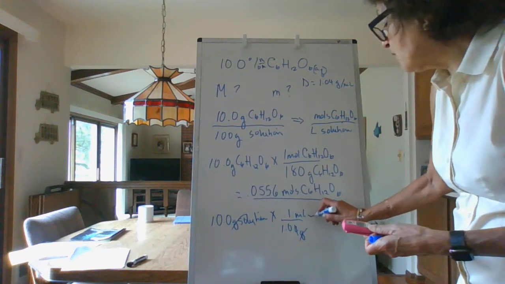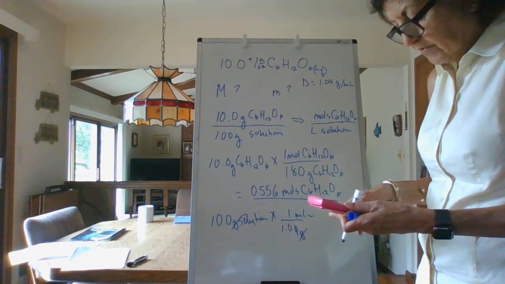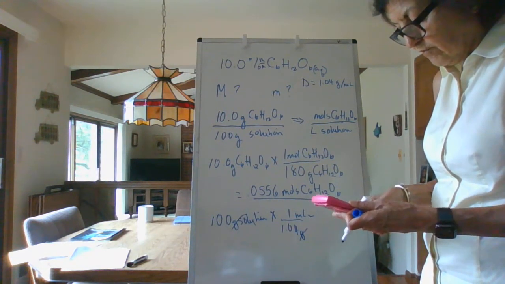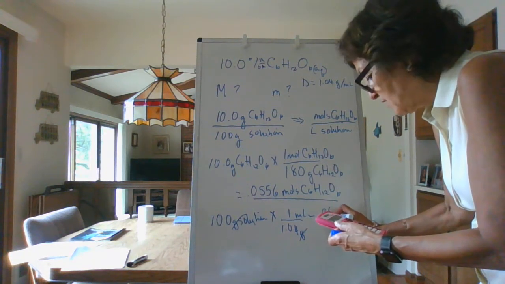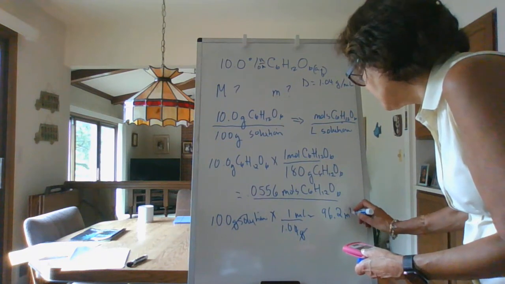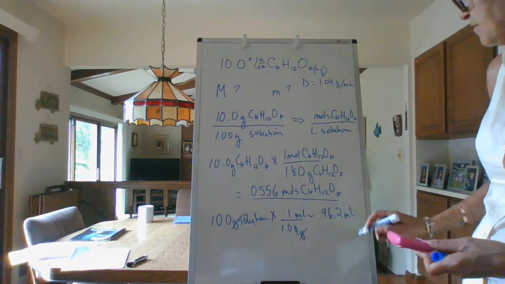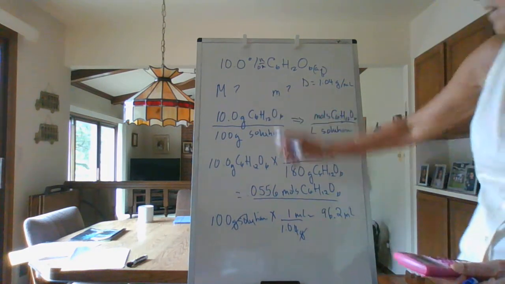And now I want to divide 100 by 1.04. 100 divided by 1.04, and then that is 96.2 milliliters. All right, so how do I get molarity, capital M?